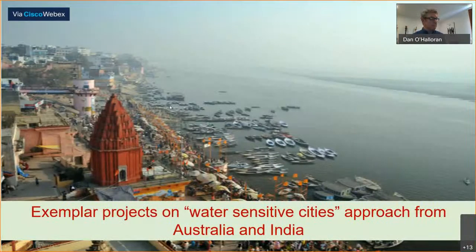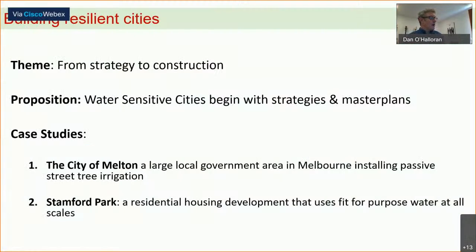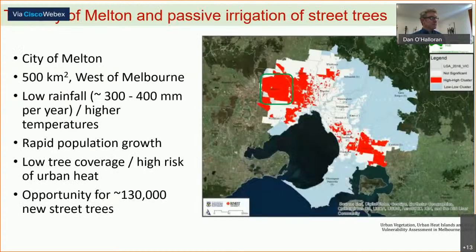Okay, thanks for that introduction, Harry. I appreciate that. My theme today is to discuss from strategy to construction and how water-sensitive cities begin with strategies and master plans. And I'm going to look at 2 case studies, one being from the city of Melton, which is a large local government area in Melbourne that is installing passive street tree irrigation across its area. And a development called Stamford Park is a residential housing development that is using water in a fit-for-purpose way at a range of scales. So let's talk about the city of Melton first.